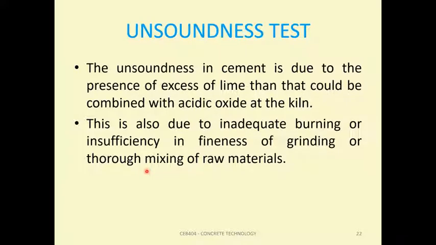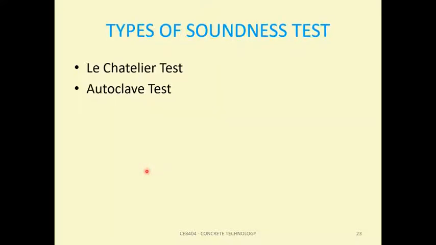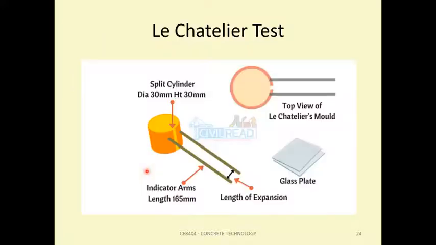The cement becomes unsound if an excess amount of lime is present, which is present during the clinkering. This is caused due to inadequate burning and insufficient fineness of grinding throughout mixing of the raw materials. There are two types of soundness tests, that is Le Chatelier's test and autoclave test.